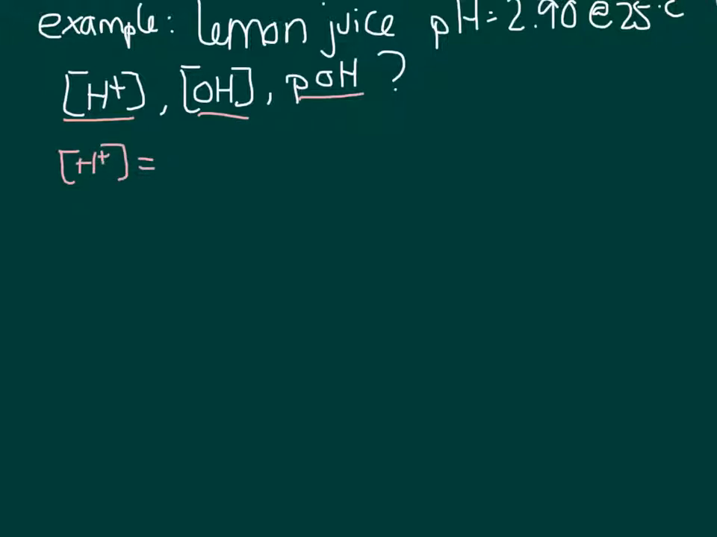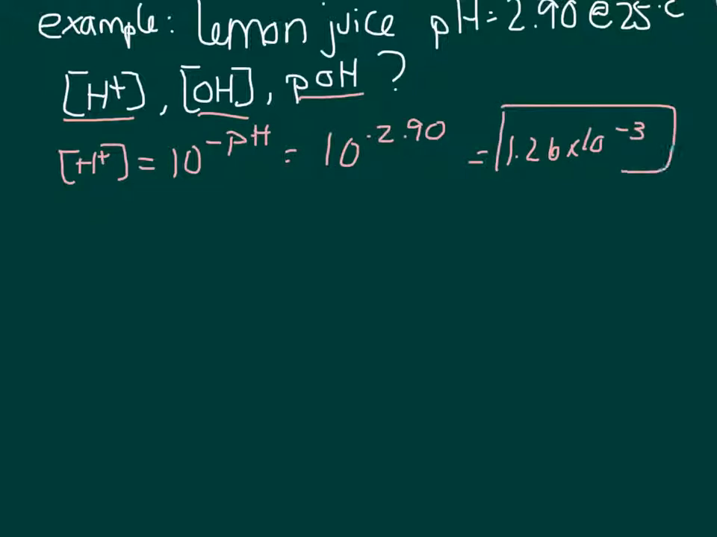The calculation which we want to use, as we saw in 8.4, is 10 to the negative pH, since pH is what we know. Therefore, we're going to take 10 to the negative 2.90, and we are going to get 1.26 times 10 to the negative 3 moles per decimeter cubed. Do not forget your units as you are working with concentration.